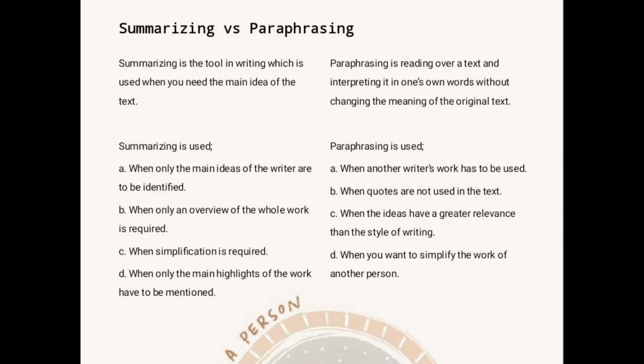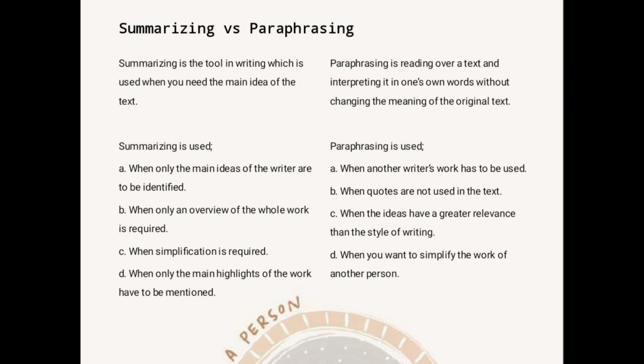The next is the differences between summarizing and paraphrasing. Summarizing is a tool in writing which is used when you need the main idea of the text. Focus on the main idea. While paraphrasing is reading over a text and interpreting it in one's own words without changing the meaning of the original text.